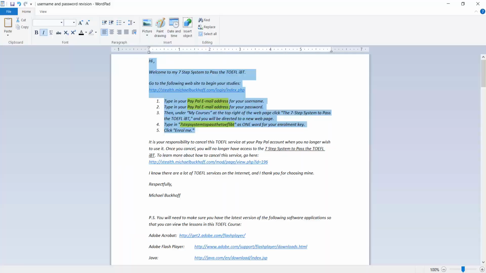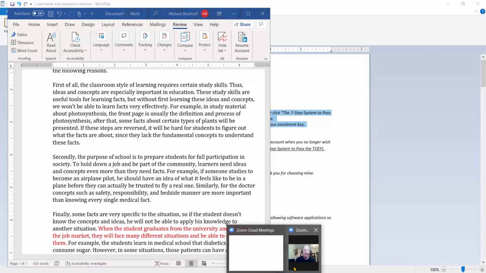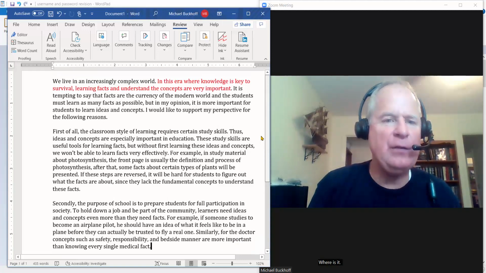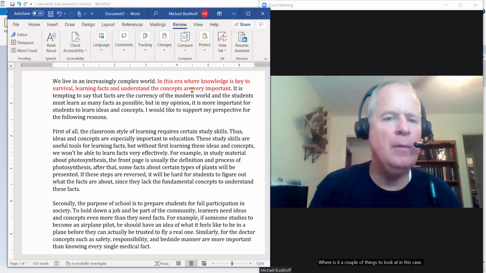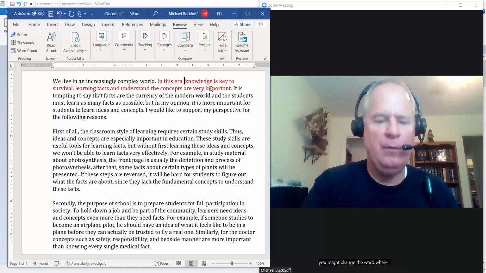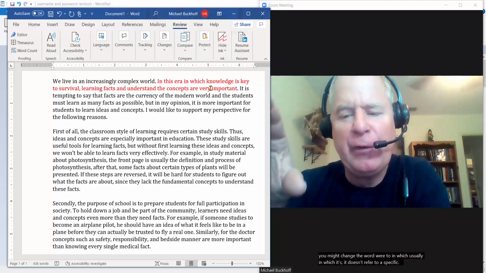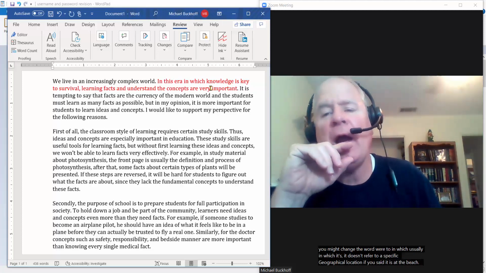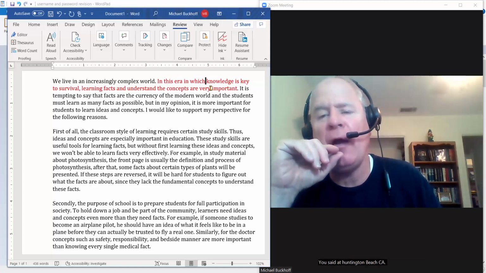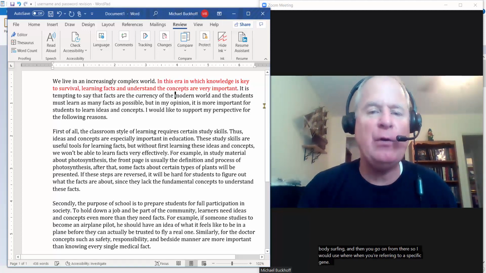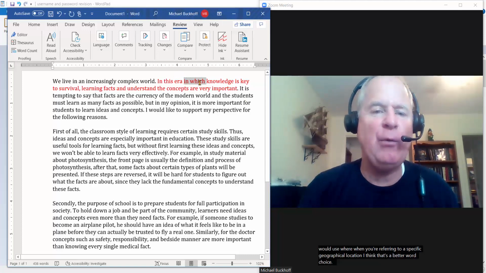Now, in addition to that, you do have a few problems with grammar. I'll just show you one here. A couple of things to look at. In this case, you might change the word where to in which. Usually in which doesn't refer to a specific geographical location. If you said at Huntington Beach, comma, where I went body surfing, and then you go on from there. So I would use where when you're referring to a specific geographical location. I think that's a better word choice of that subordinating conjunction there.